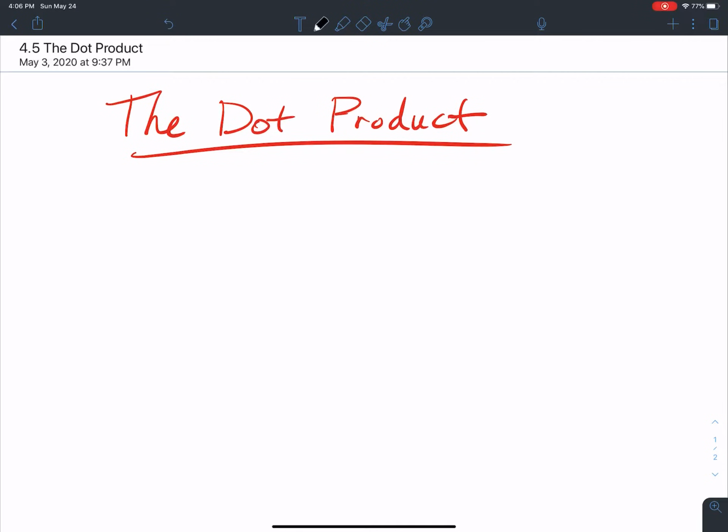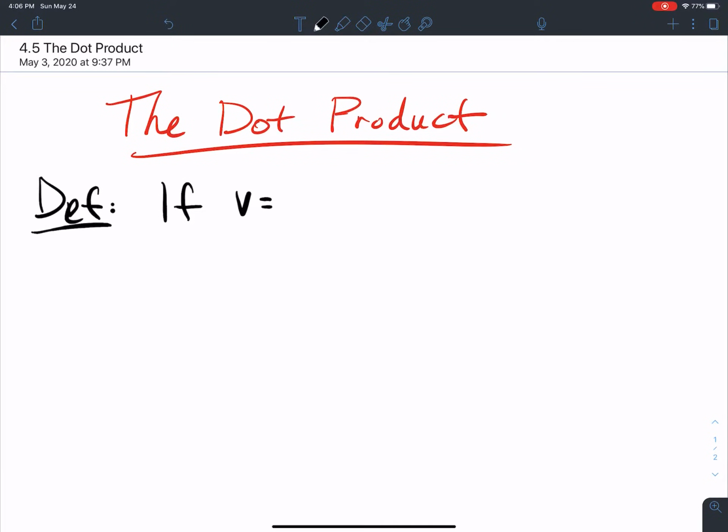In this video we're going to introduce the dot product. The definition for the product of two vectors is somewhat unexpected. However, such a product has meaning in many geometric and physical applications. So, definition.